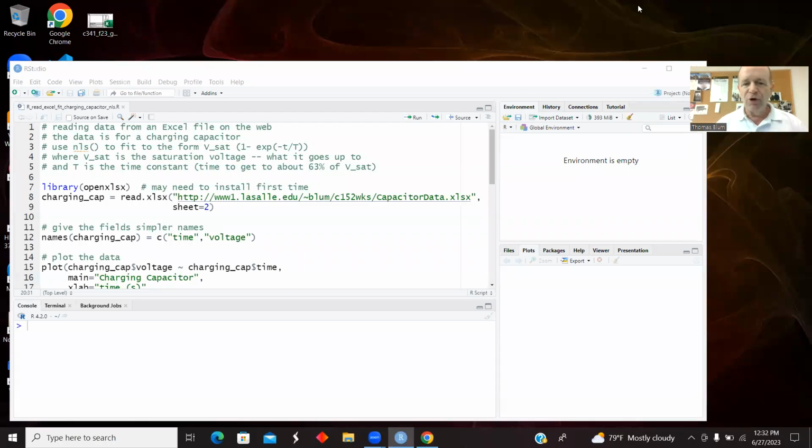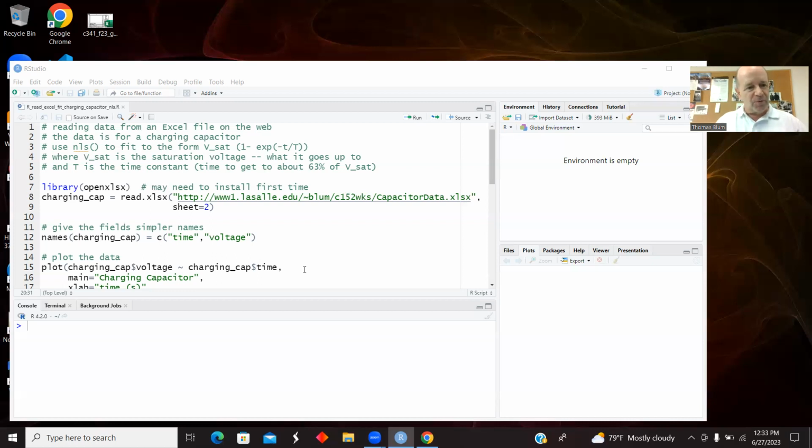In this video, we're going to look at an R program. It's going to read some data from an Excel file that's on the web, and that data is going to correspond to a charging capacitor. And then we're going to use the NLS method, the nonlinear least squares method, to fit it to a form and then plot both the data and the fit function, with its parameters found by the NLS method.